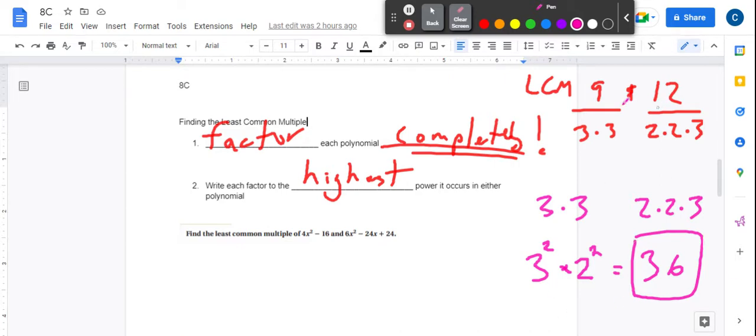Okay, so we completely factor it. So we get 3 times 3, and we get 2 times 2 times 3. And so each factor that we have is really 2's and 3's here. So we're going to write each factor to the highest power it occurs. So 3 to the second power is the highest power because there's 2 3's there and only 1 there. So the higher factor wins. Here there's 2 2's. Here there's no 2's. So the 2 2's win. So 3 squared times 2 squared is 36. And so 36 is the least common multiple of 9 and 12. Probably review. But we're still going to keep the same concept as we go to these other ones here. Okay.